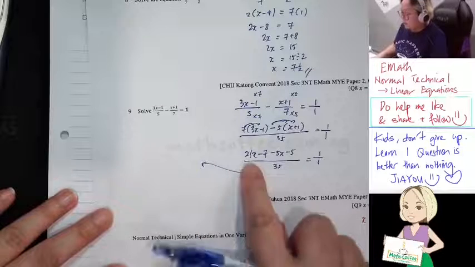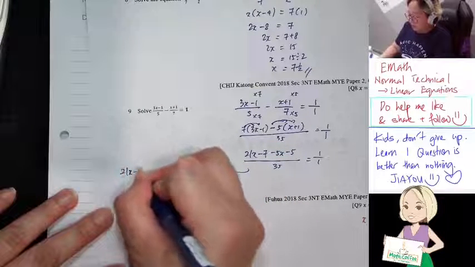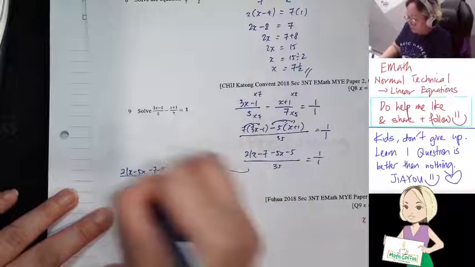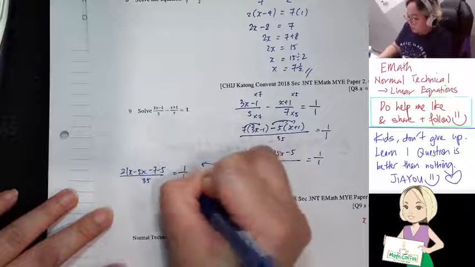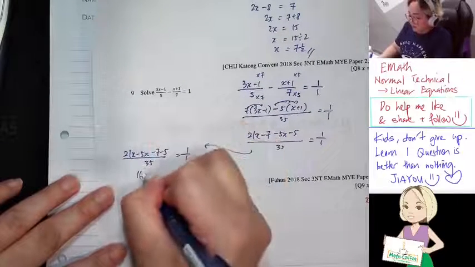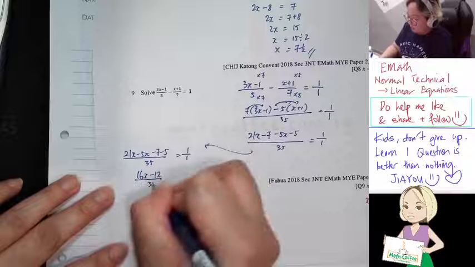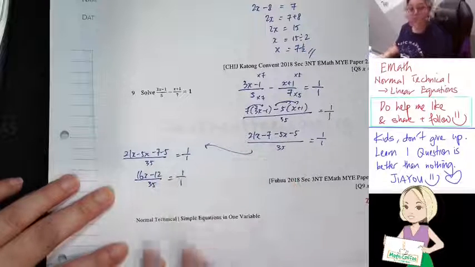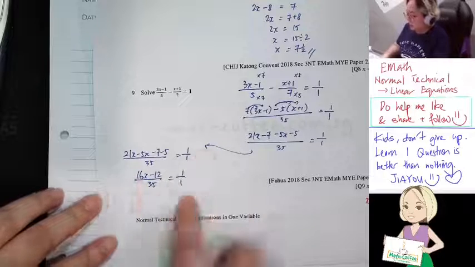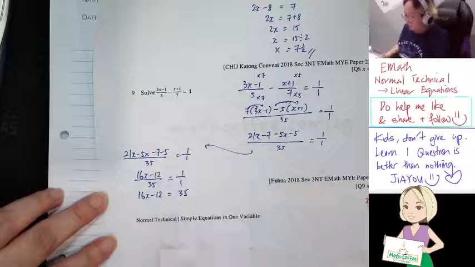So then we rearrange. So 21x minus 5x, I'll just put it together first, minus 7 minus 5. The whole thing over 35 equals to 1 over 1. So 21x minus 5x is 16x. Minus 7 minus 5 is minus 12 over 35 equals to 1 over 1. So now you see, I become single fraction on both sides. Then I cross multiply. So I have 16x minus 12 equals to 35.